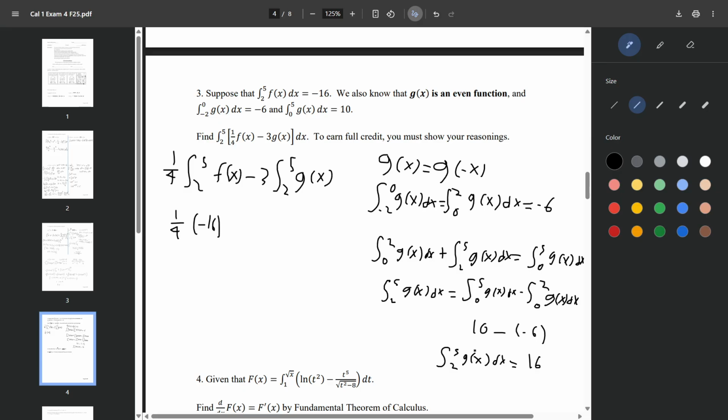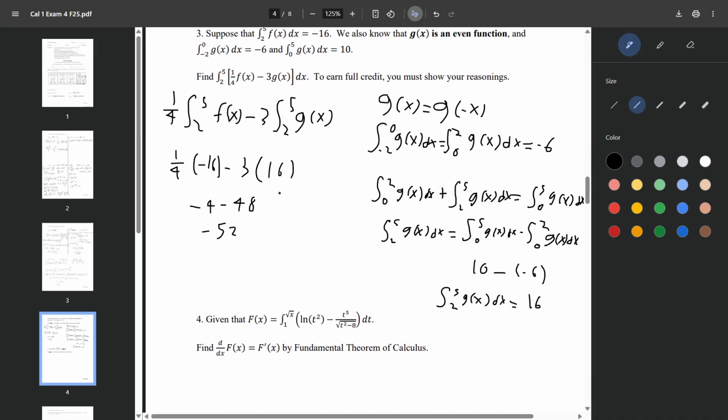So now that we know what our integral equals, we can plug it in. So 3 times 16. So now we just solve for our equation. This will give us -4. This will give us negative 48. And so our answer is negative 52. And that is all for this number 3.